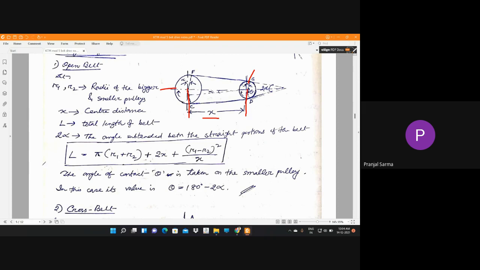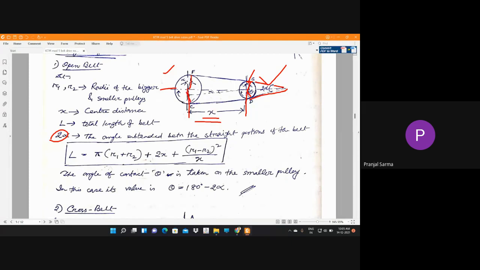Okay, so now how to get the length of the belt which is required for open as well as cross belting? I'm directly giving the expressions, and your task will be to derive these two expressions. I have shown some of the parts. Let's consider R1 and R2, the bigger pulley and the smaller pulley, and x the central distance between them. Let capital L be the total length of the belt which is required. And 2 alpha is the angle subtended between the straight portions of the belt. If you extend it, the total angle is 2 alpha. This is the angle of wrap, theta. Similarly here also you can see this much is alpha.